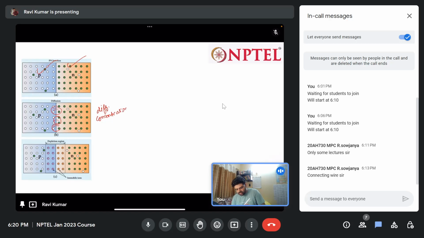So if we say these are electrons and these electrons are going towards P type, why? Because the concentration here is more. And due to this diffusion, what happens? A depletion region forms after some balancing between these diffusions. In the depletion region, we don't have any free charge carrier. Here you can see neither hole nor electron.